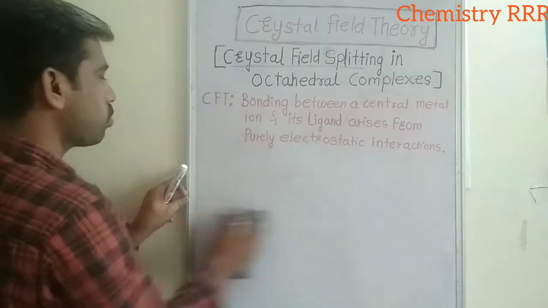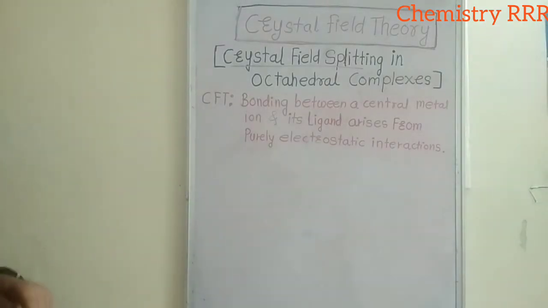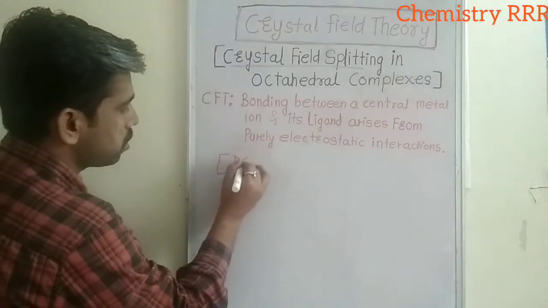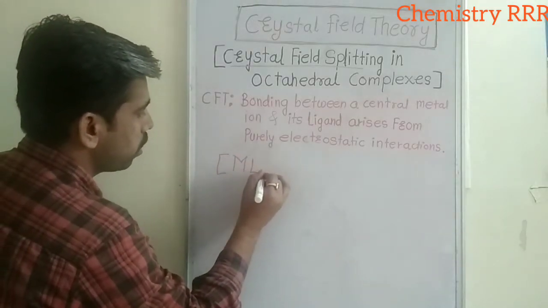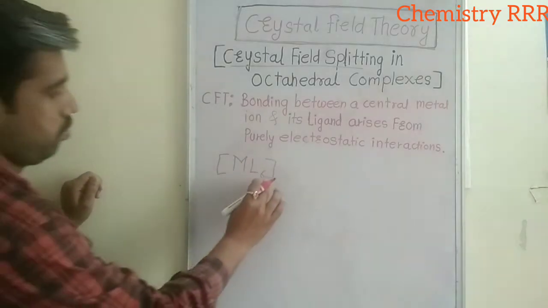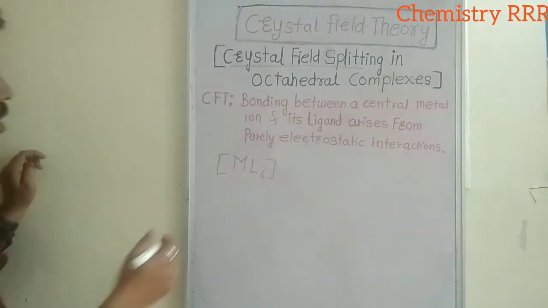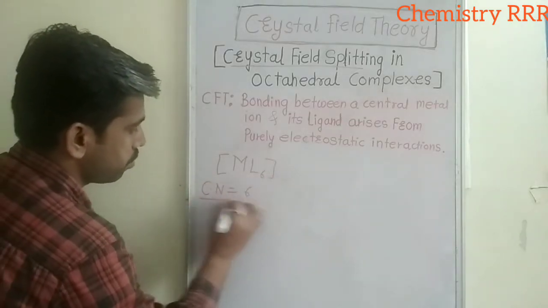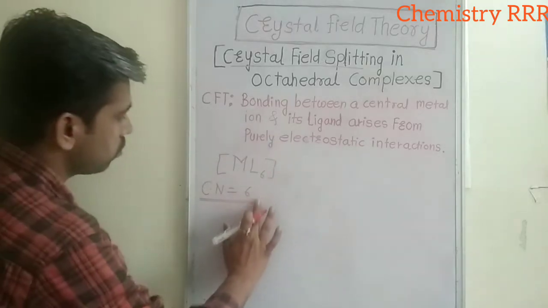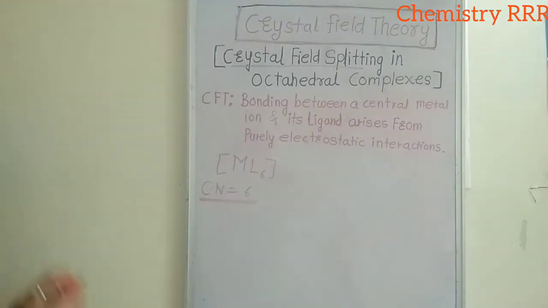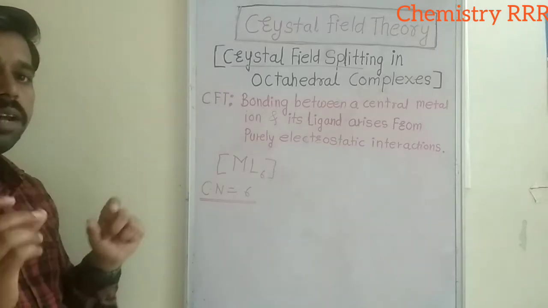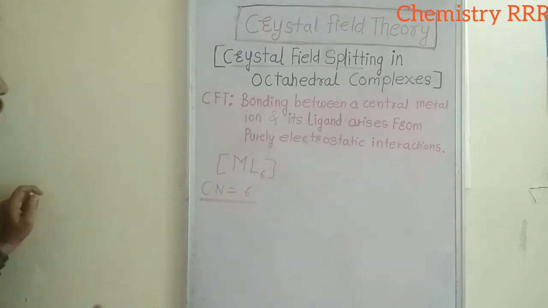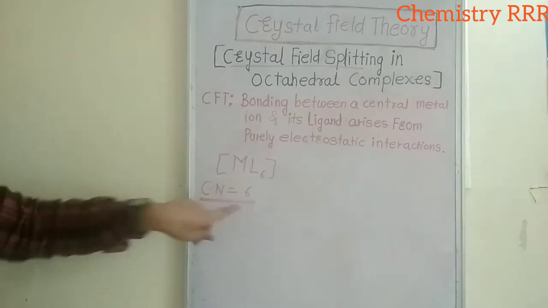Clear this point? Now, what about the octahedral complex? In the octahedral complex there is a central metal atom and 6 ligands present, and the metal has coordination number 6. In crystal field theory, the ligands are treated as point charges and the metal as the central ion. The coordination number of the octahedral complex is 6.